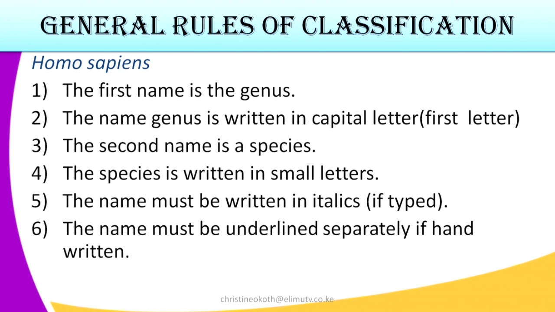Then the last rule of classification, the name must be underlined separately if it is handwritten. So in our case, it is not handwritten, that's why we are using the italics. But if it was to be handwritten, you're going to underline the two words separately. Homo, you underline it separately, and sapiens, you also underline it separately. So those are the rules we have to observe when we are naming an organism using the binomial nomenclature.